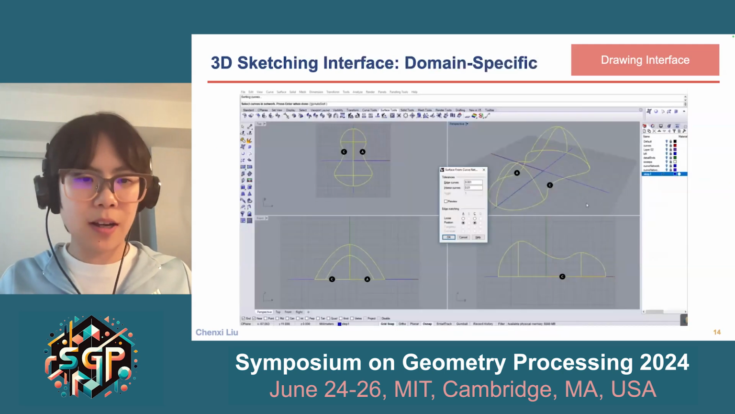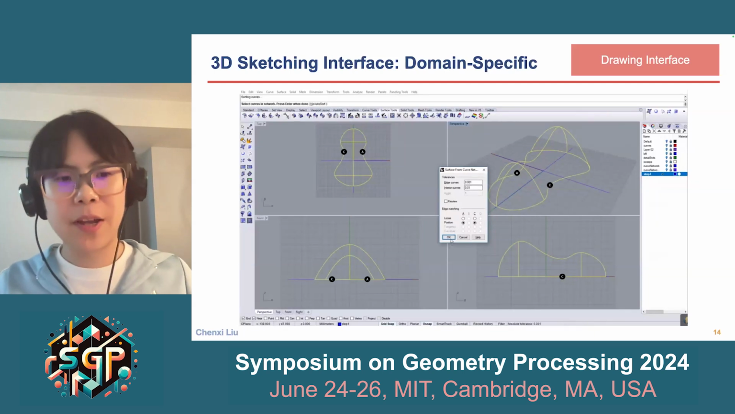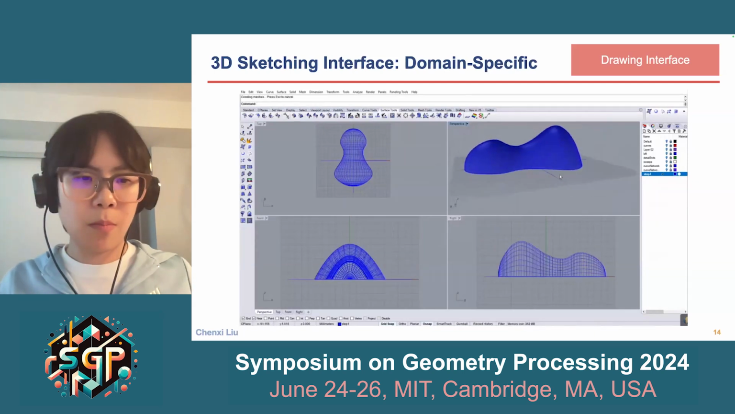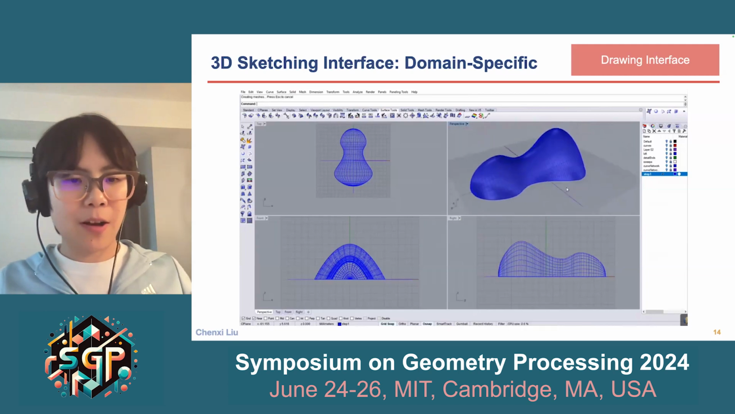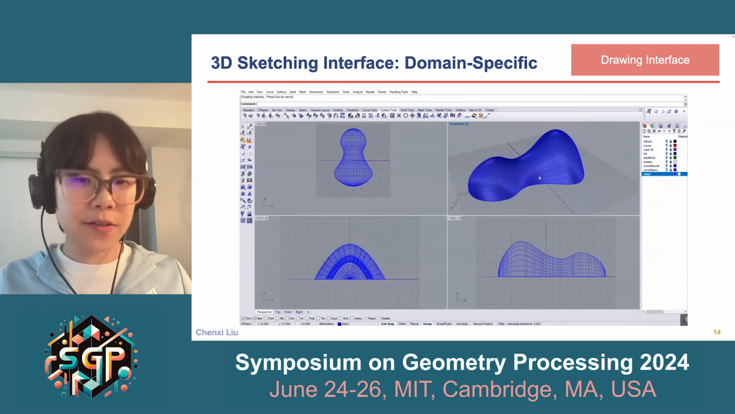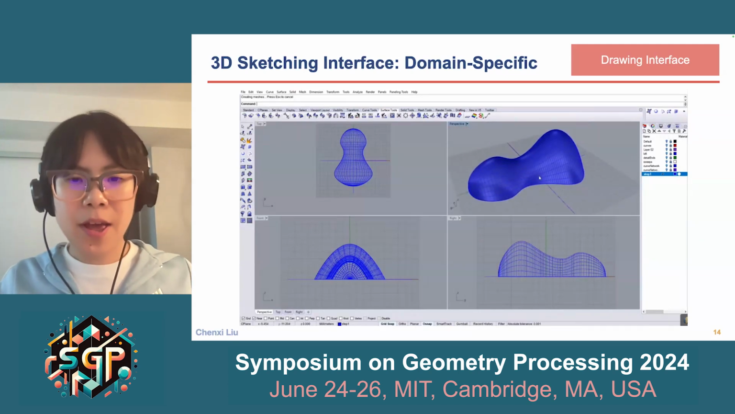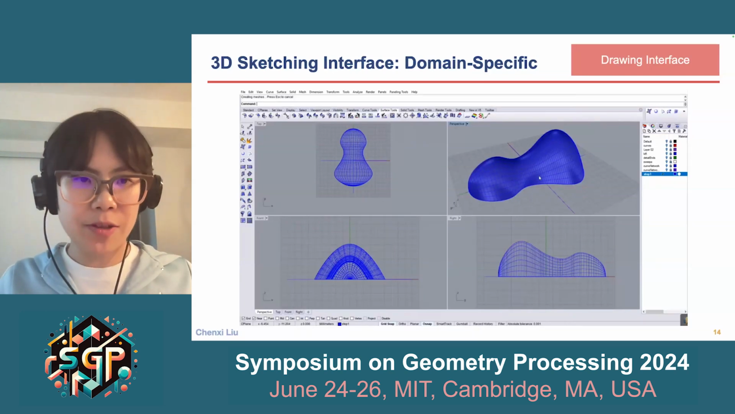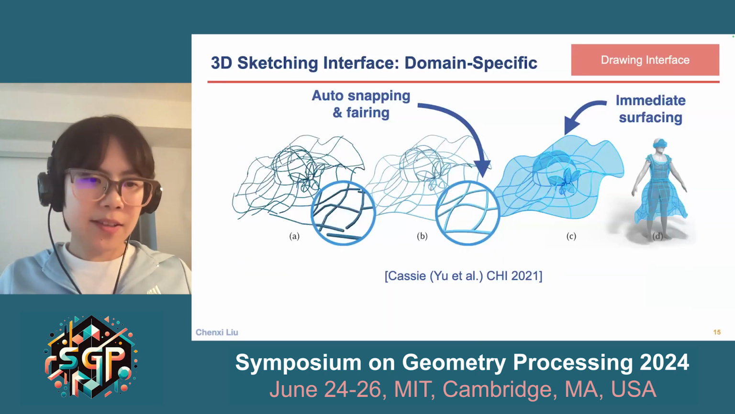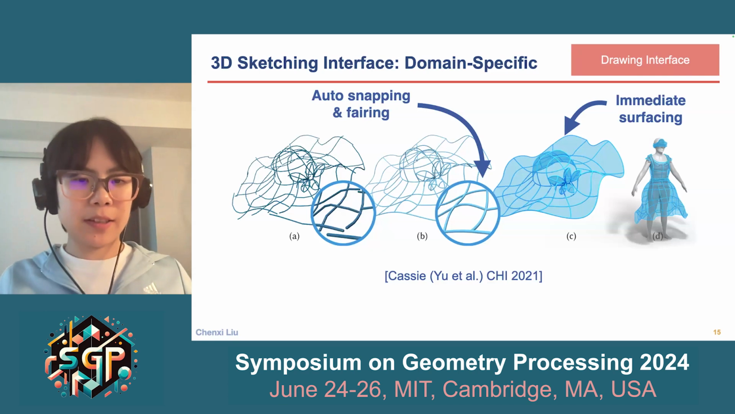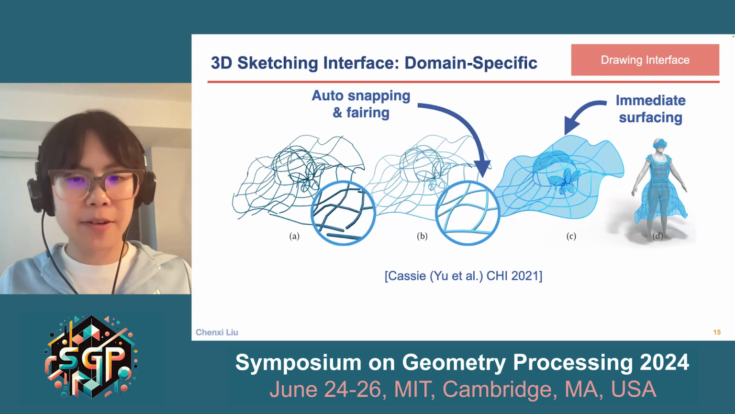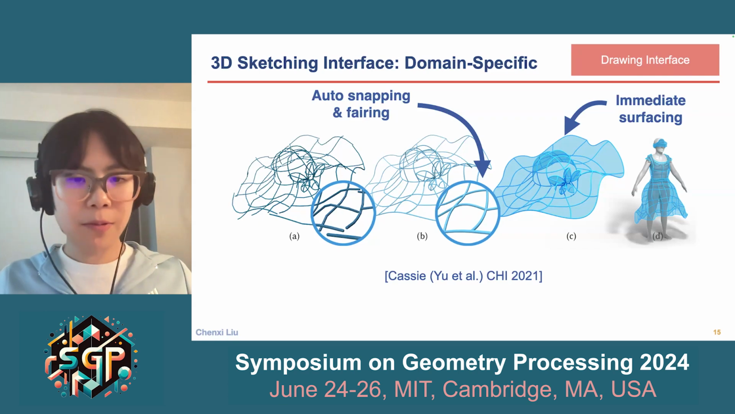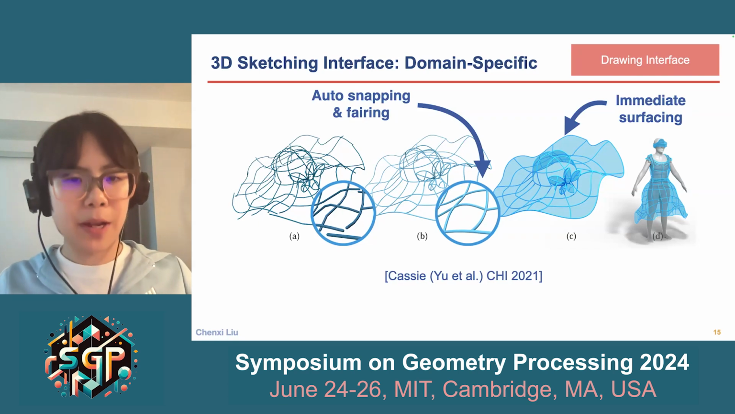So one solution is to use something called a curve network. This is a pretty standard object for 3D modeling. Given a collection of vertices and curves connecting them in the 3D space, there are many methods and software for surfacing this curve network. So this system automatically snaps and fairs input into accurate 3D strokes, and it immediately surfaces the network so the user can see the depth better.